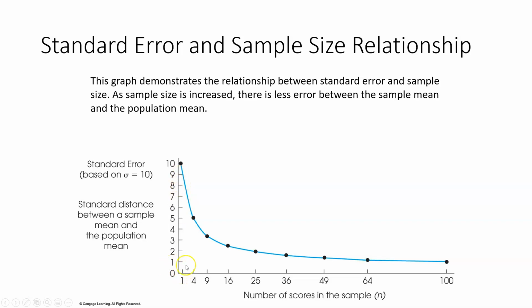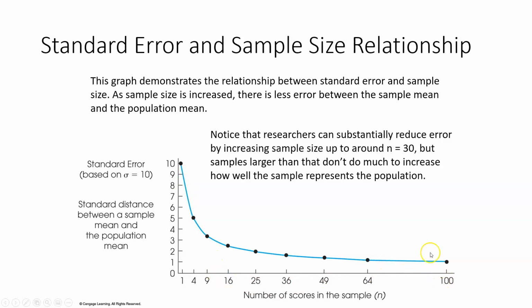So in this example, if you have an n of 1, then you would have a huge amount of error. But if you increase your sample size to 4 or 9 or 16, 25, the higher your sample gets, the less error you have. That is to say, you will get better and better estimates of the population mean the bigger your sample is. You'll note from this graph that researchers can substantially reduce their error by increasing their sample size here at the beginning of the graph.